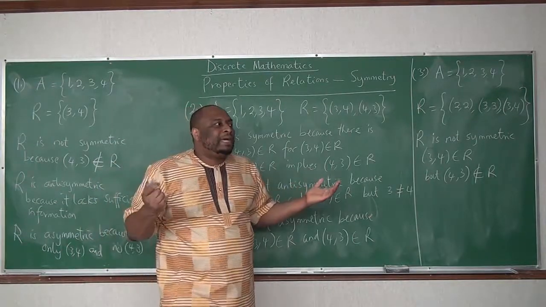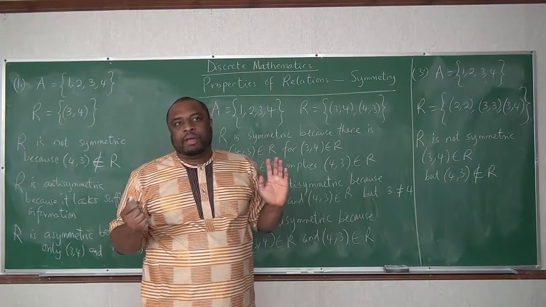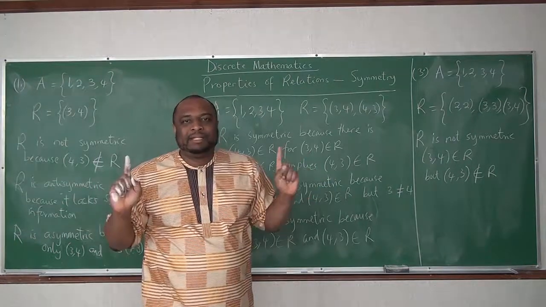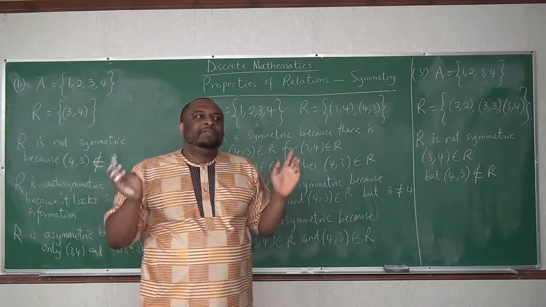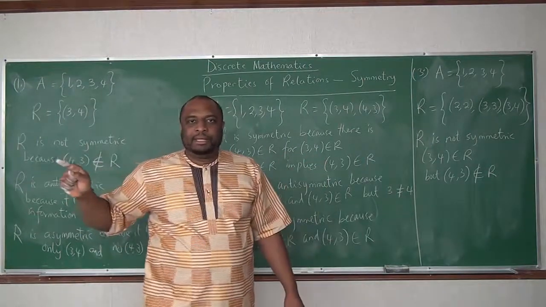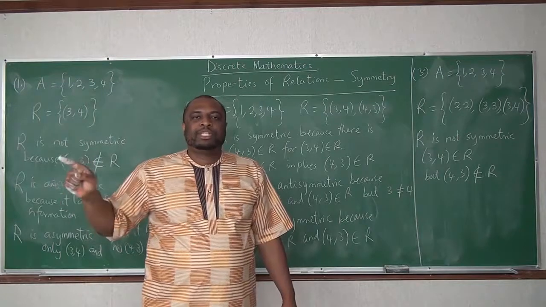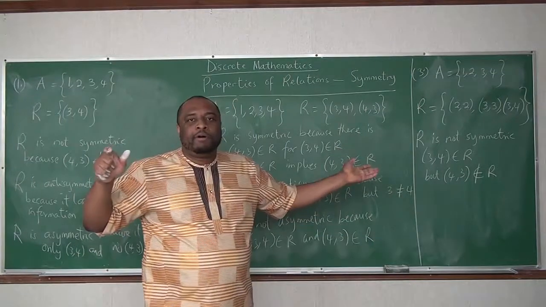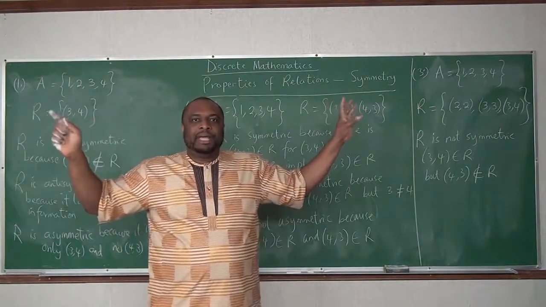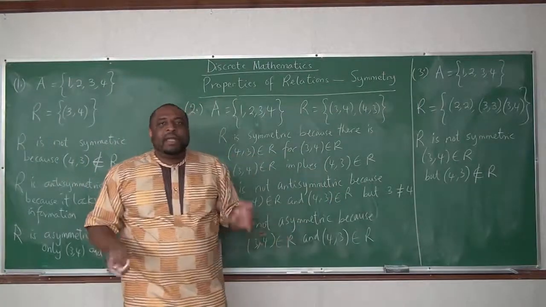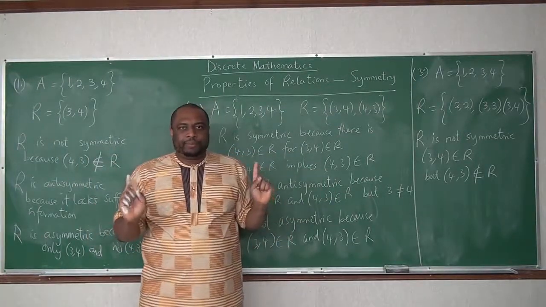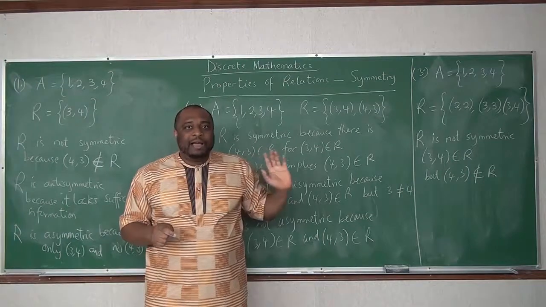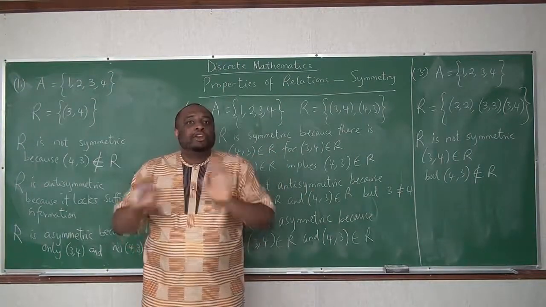Now, if you had 3, 4, and you had 4, 3, then that's a problem. Then it will not be antisymmetric. Because if you have AB and BA, it must be that they are equal. But you have 3, 4, and here you don't have 4, 3. If you don't have it, no problem. But if you have it, they must be equal, like 2, 2, 3, 3. If you have it, they must be equal. But if you don't have it, no problem.